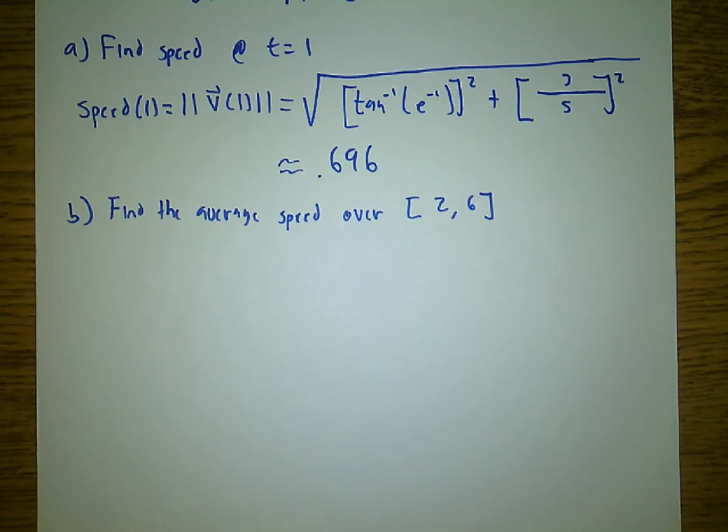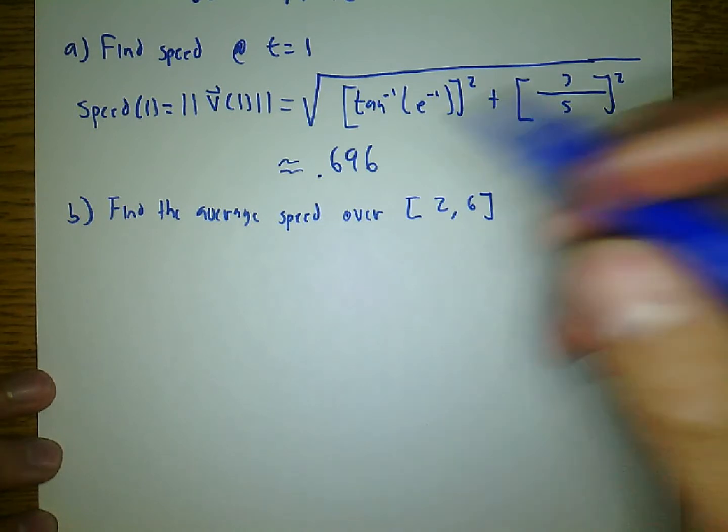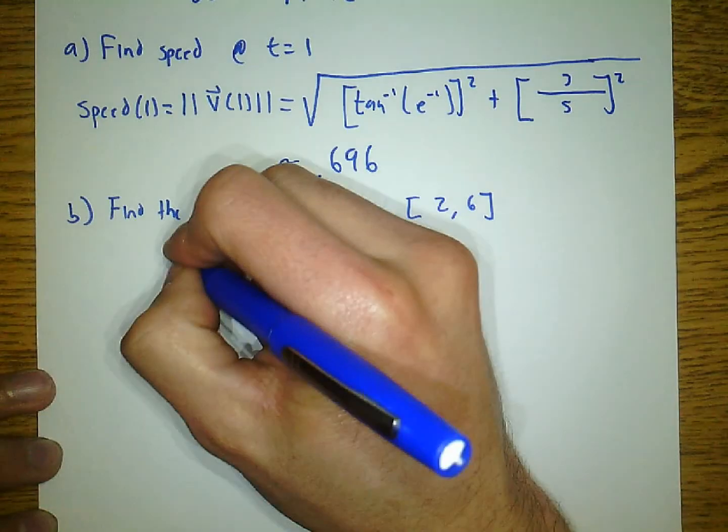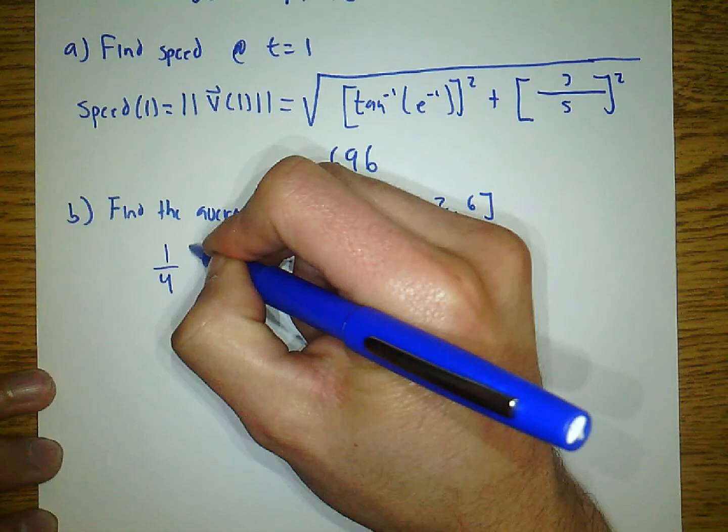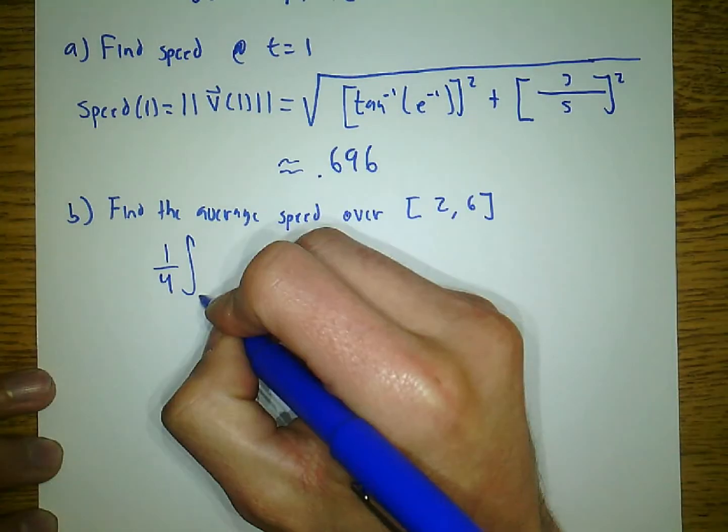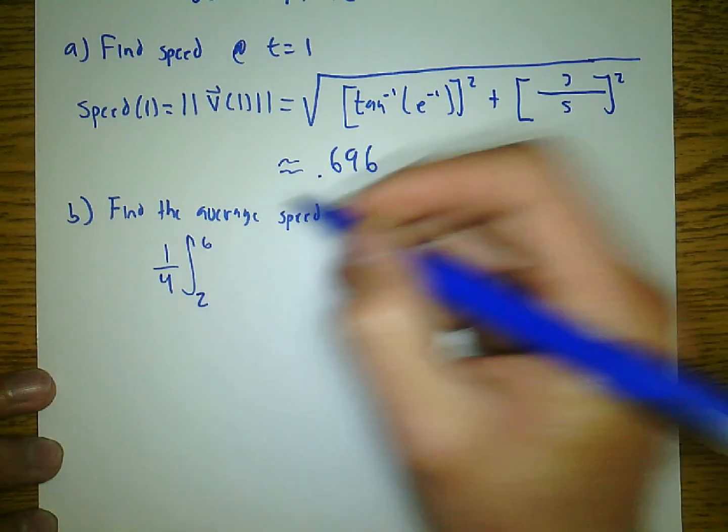This is also known as the second fundamental theorem of calculus. Do you guys remember that? Also known as average value. So, how would I go about doing this then? It'd be 1 over 4 times the integral from 2 to 6.